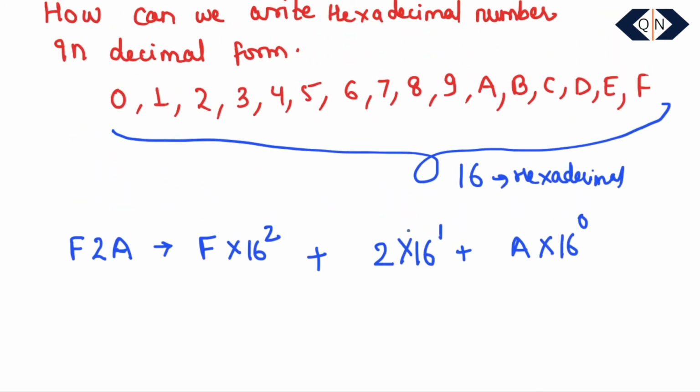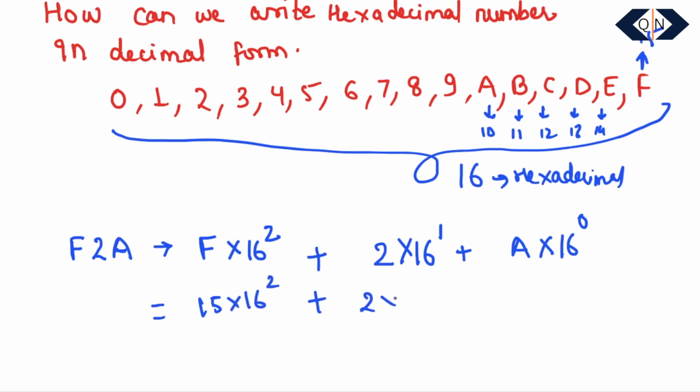We have already gone over above what this all represents. This is representing 10, 11, 12, 13, 14, and 15. So moving further, we will replace all this. For F, we will write 15 into 16 to the power 2, plus 2 is 2 into 16 to the power 1, plus for A we will write 10 into 16 to the power 0.